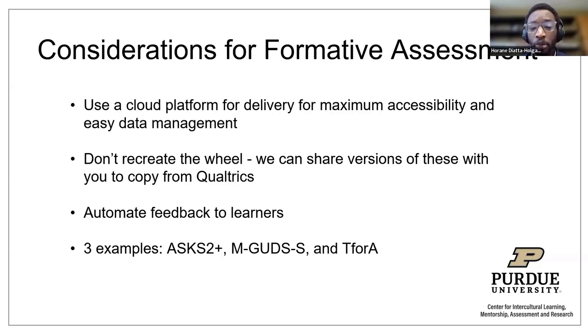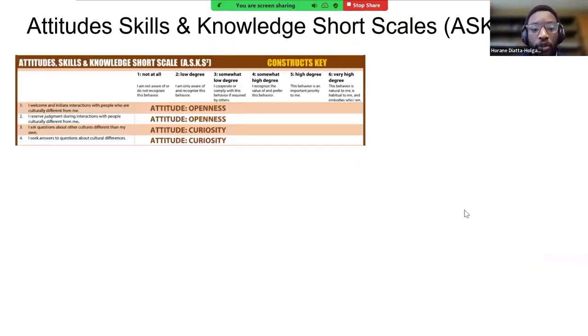Qualtrics, which is the one we use, and you'll have access to download it, and we can share copies with you. It's already built with automated feedback to learners to facilitate their reflections, and you could actually go in and modify those things. So we're going to give you three examples of this. You can go to the next slide, Kris.